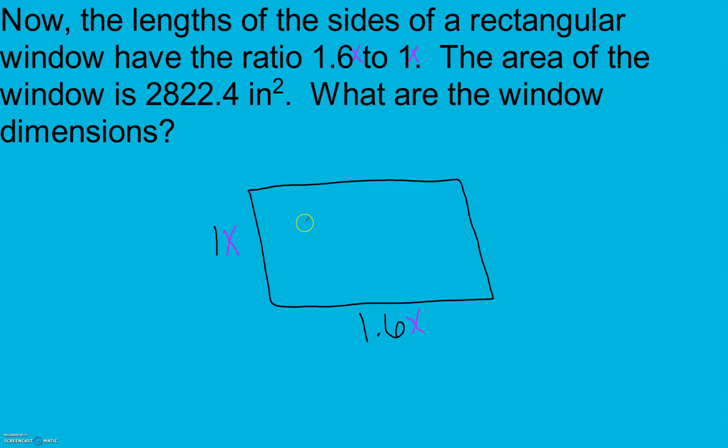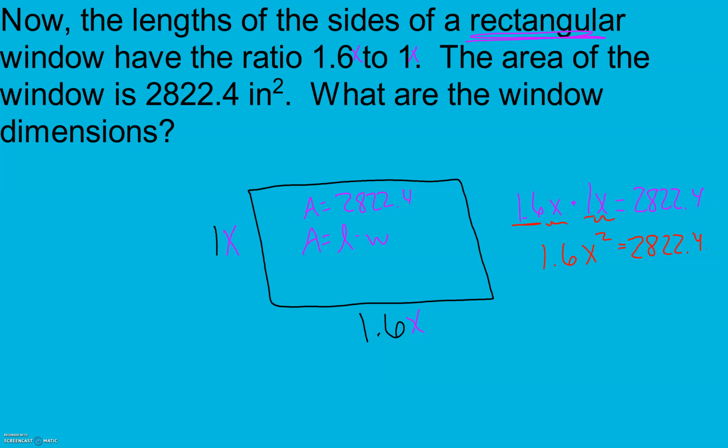We know the area is 2822.4. We also know, since this is a rectangle, our area is length times width. So here, my length is 1.6x times my width is 1x, and it equals 2822.4. I can simplify here on my left side. 1.6 times 1 is just 1.6, and x times x gives me x squared. Base times itself exponent number of times.